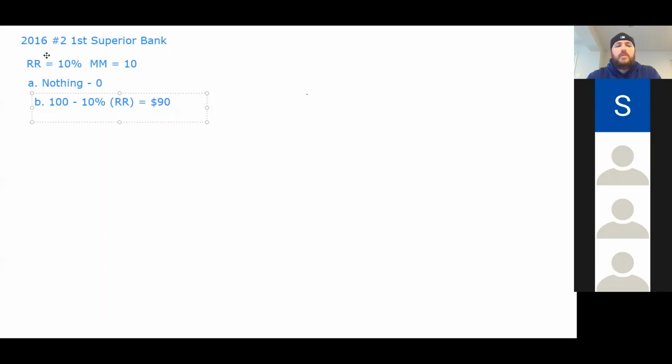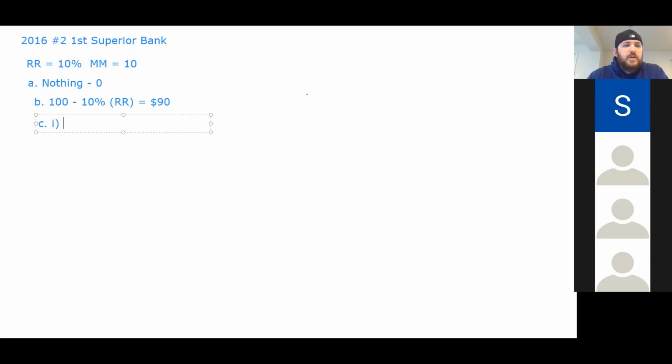For B, we just want to know what the maximum amount of new loans that First Superior Bank can lend out is. We have a $100 deposit. We subtract the reserve requirement, in this case $10, which is 10% of the deposit. That gives us $90. First Superior Bank can now make additional loans of $90. So that is the maximum amount of new loans that First Superior Bank can make, and that is the bank specifically. Now C is what I'm getting into right now.